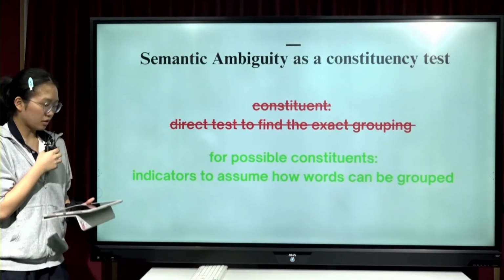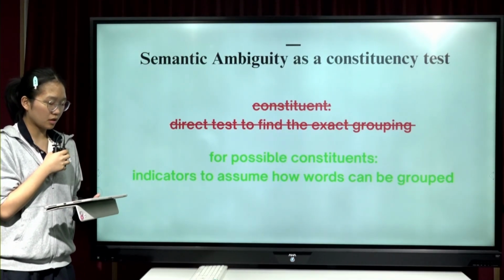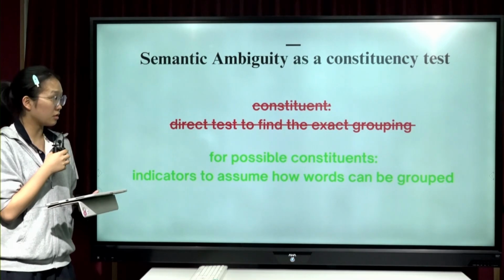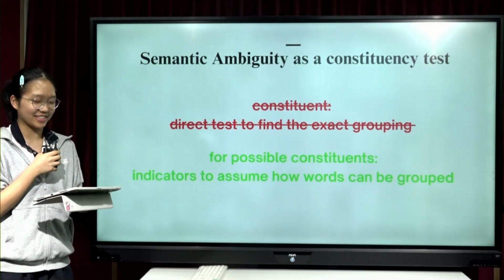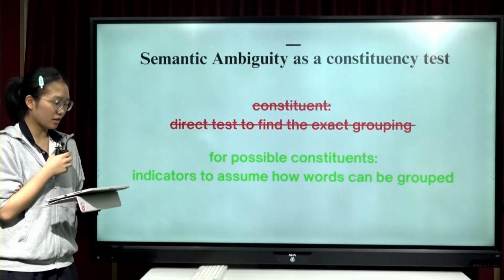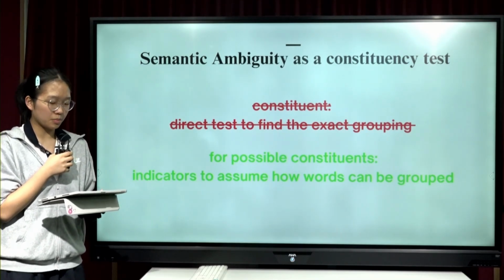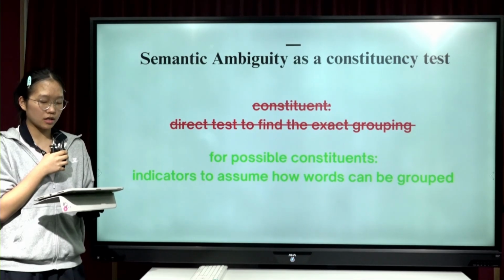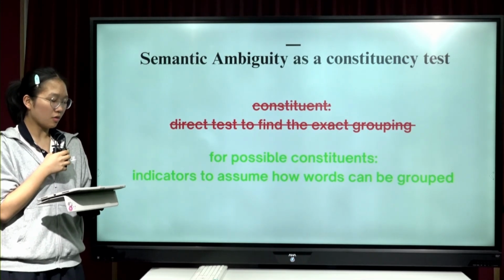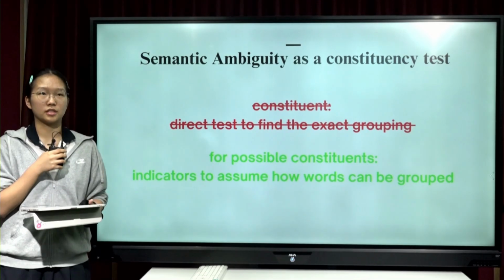This property of structure-level semantic ambiguity can be used as a constituency test. We cannot determine the exact grouping of the sentence. However, we can analyze the possible constituents of a sentence, and this analysis can serve as a strong clue for identifying the constituents.